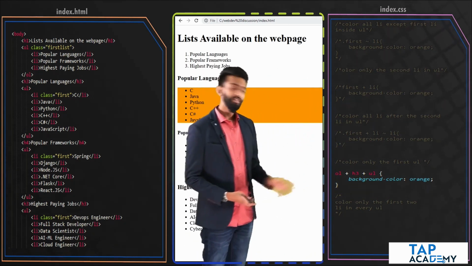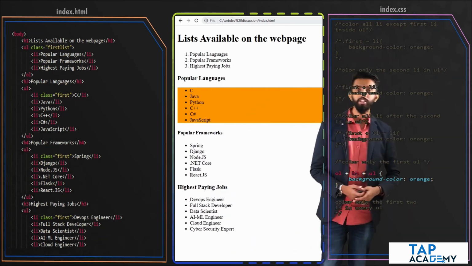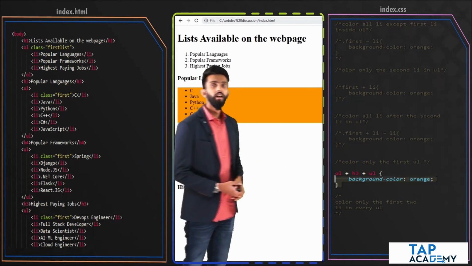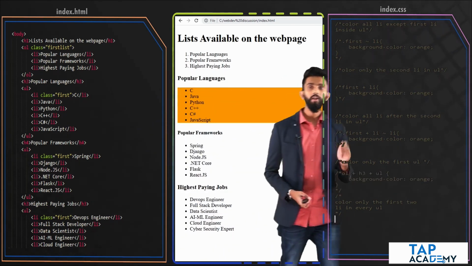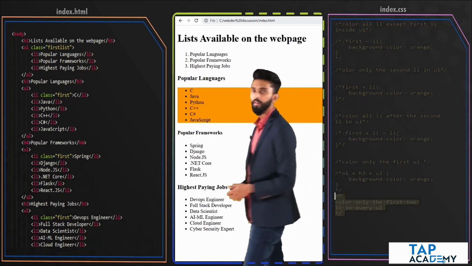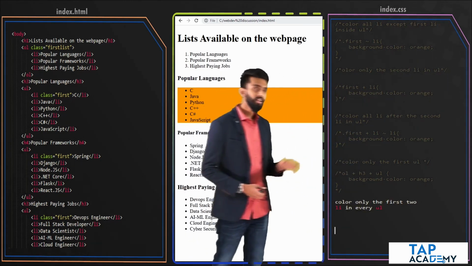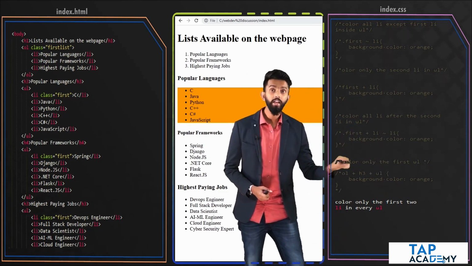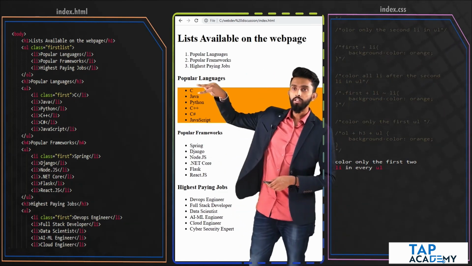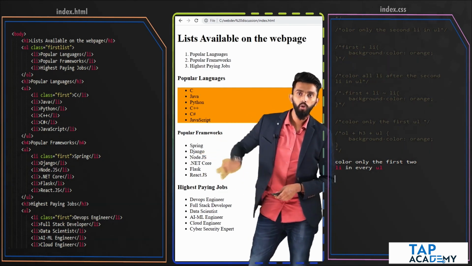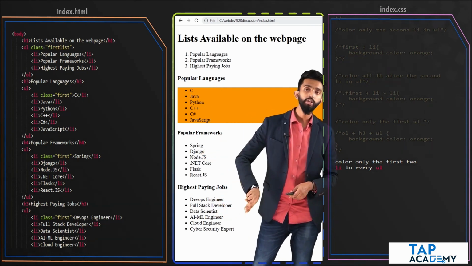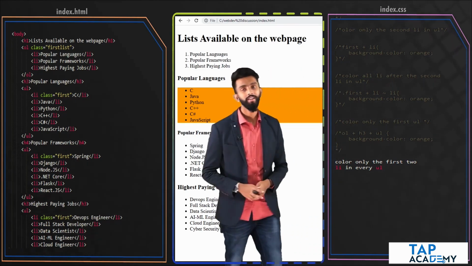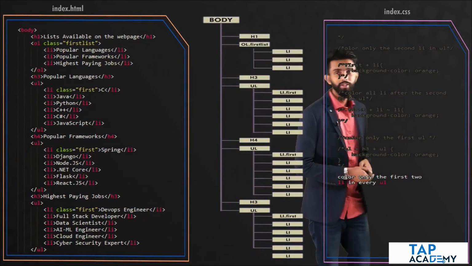Next, what you might ask, let me comment this CSS as well. I'll just go and comment it. And after commenting it, I'll uncomment the last statement. Now the last statement says color only the first two LIs in every UL, which means C, Java, Spring, Django, and DevOps engineer, full stack developer. First two LIs of every UL must be styled. How are we going to do this?